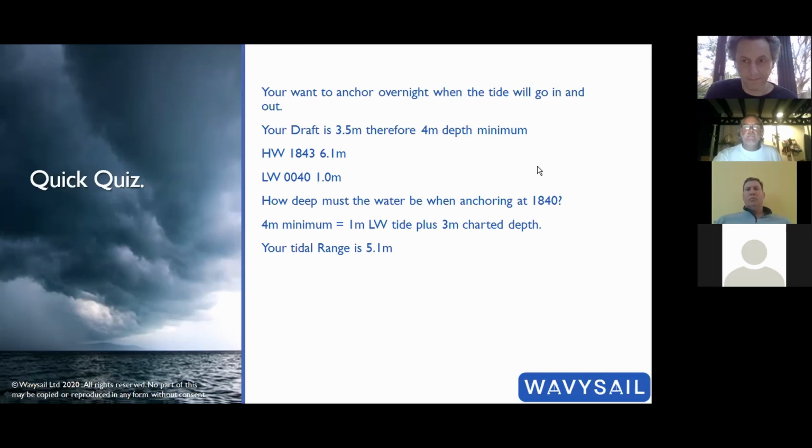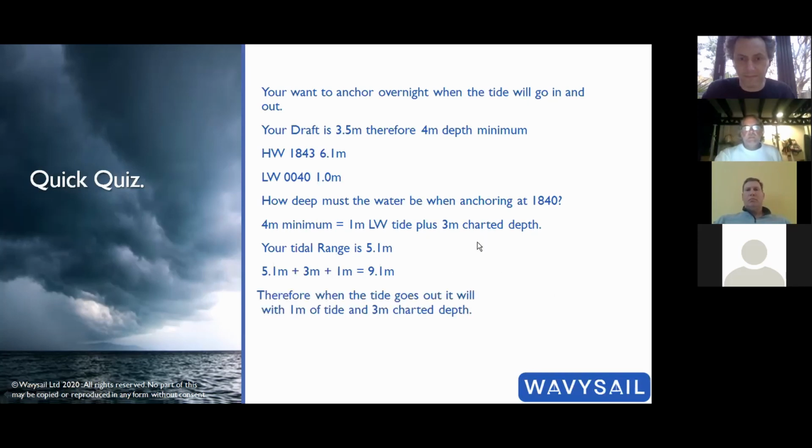Okay? So we need to take our 5.1 meters of drop plus our 3 meters of charted depth plus our 1 meter of tide, giving us 9.1 meters of depth total. Therefore, when the tide goes out, it'll drop by 5.1 meters, leaving us with 1 meter of tide and 3 meters of charted depth, giving us our 4 meters total.